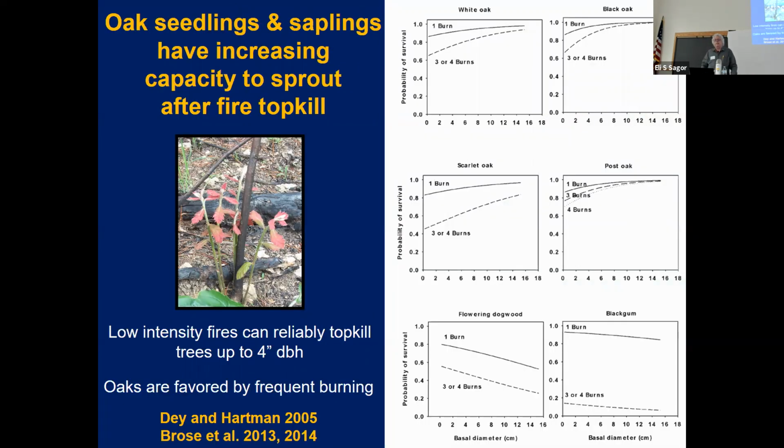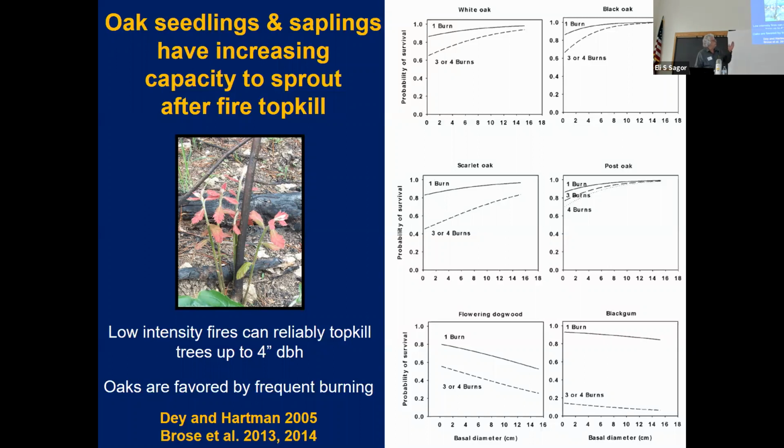Oak seedlings have a relatively better ability to withstand repeated fires than a lot of species, and that's where they get a competitive advantage in a regime of somewhat frequent fire. When I say that, I'm talking about like 3 to 5 years or somewhere in that range. This is a graph of some results of repeated burning, as many as 3 or 4 burns over a 10-year period down in the Ozarks.